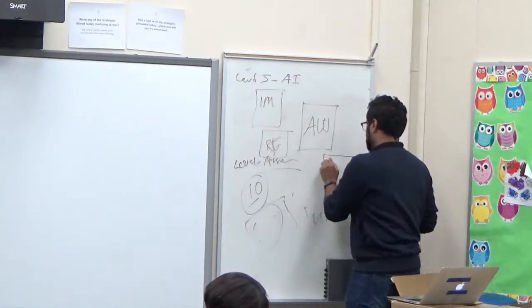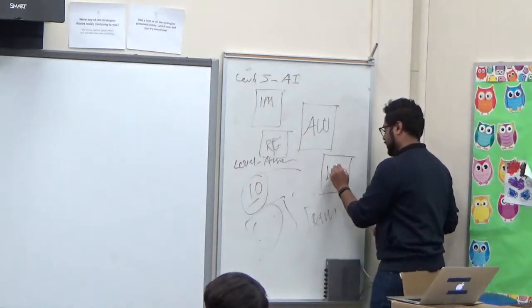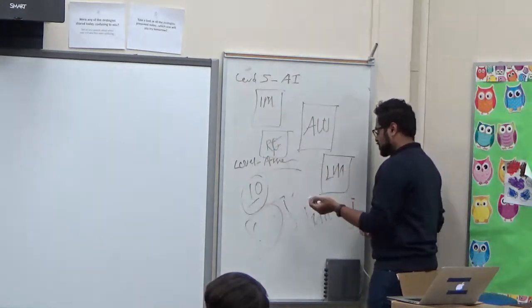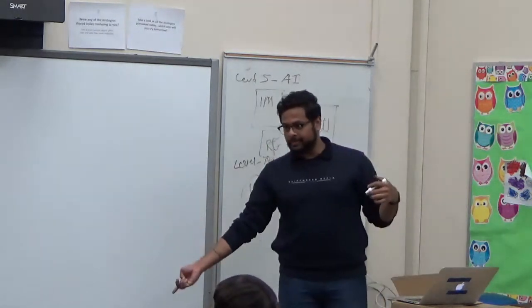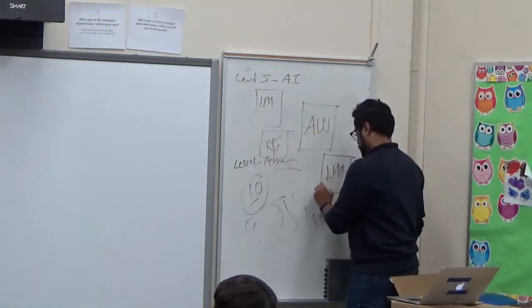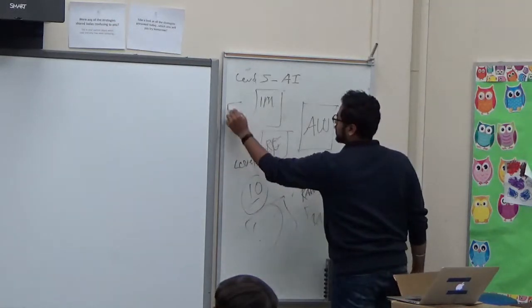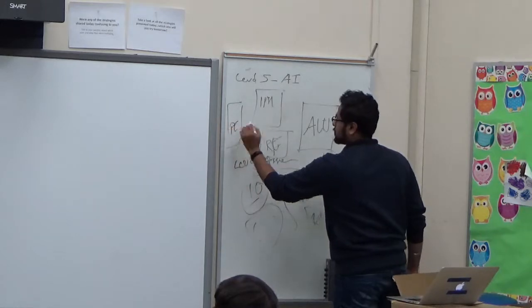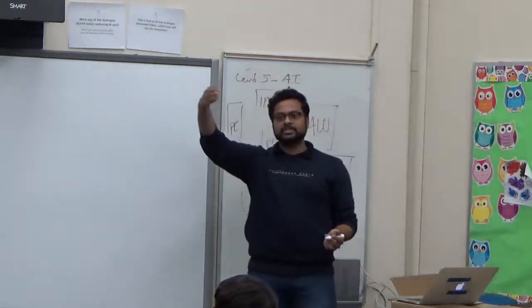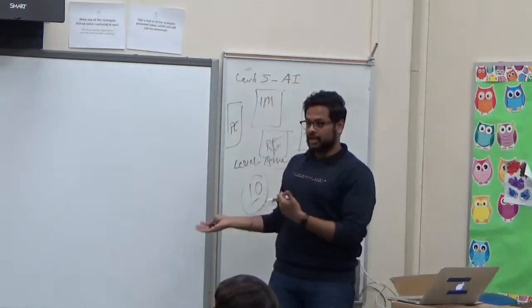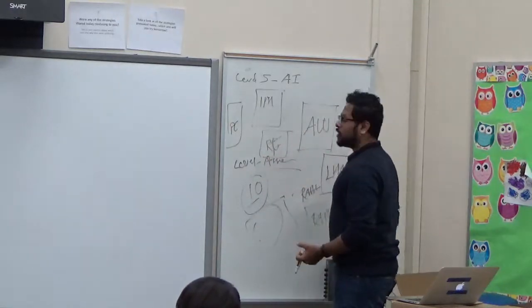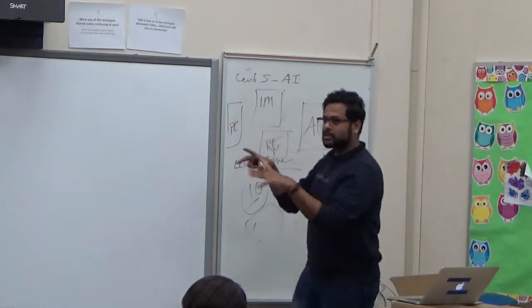Then there's the load memory, which is essentially the external memory, or the RAM. And there's a program counter, which proceeds to the next instruction, which is essentially a clock. It is keeping the time for the CPU. All these things together make the CPU.